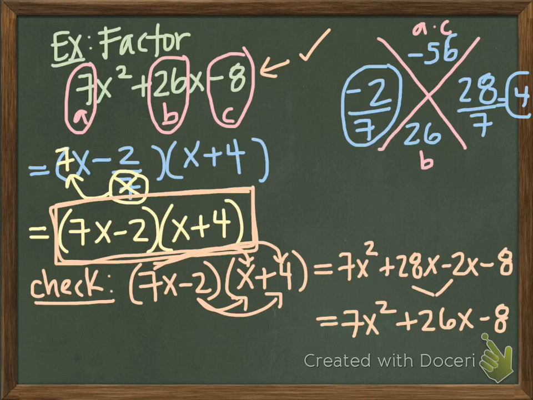As you do this a lot, and especially in the checking part, you're going to notice some things. Notice right here where these two terms combine to make 26x, the 28 and the negative 2, those were the two numbers right here that we came up with. So you are going to see some patterns and some connections.